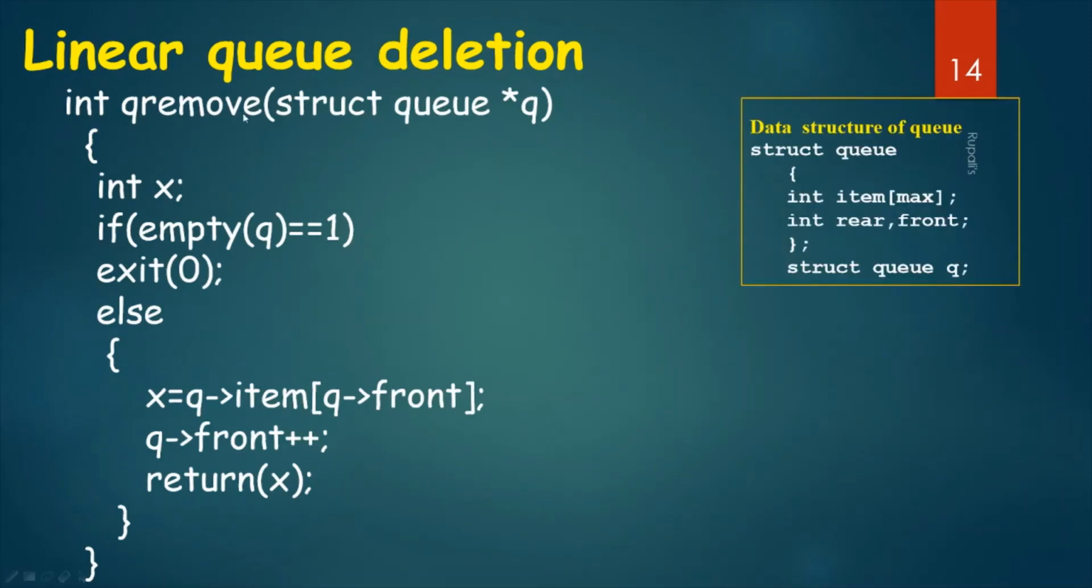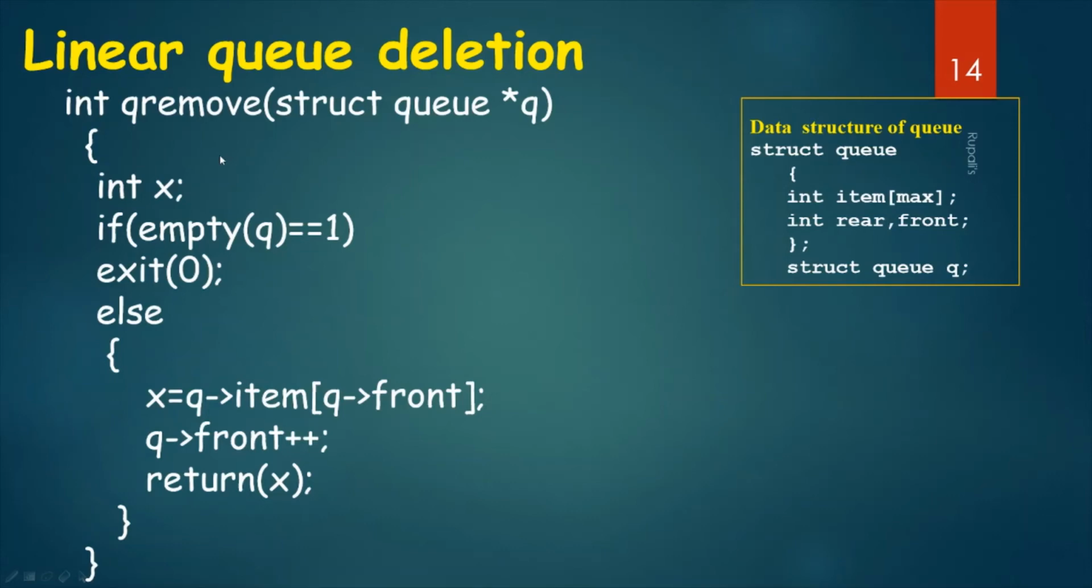In case of queue function, the return type is integer. Why so? Because it is an integer queue. The removed element is integer and that element will be returned from where this queue function is called. So the return type is integer. And here we are passing the address of the queue structure.